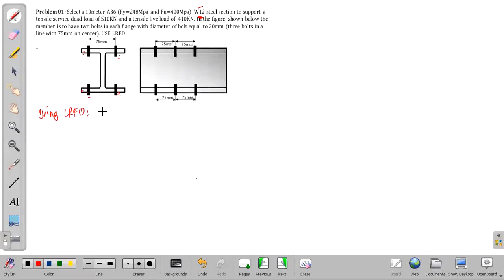Okay. LRFD, what we need is the factored load, the ultimate load. Considering the necessary load combination, because it is LRFD, Pu. So, considering the necessary load combination, we have 1.2 dead load plus 1.6 live load. If using the ASD method, our Pa is dead load plus live load. Okay, so we have 1.2 dead load, that is 510, plus 1.6 live load. Kindly calculate what value we get here. So what will be our ultimate Pu load?